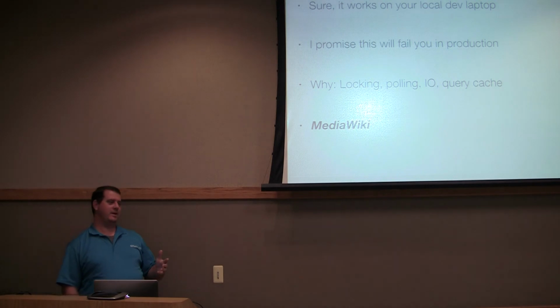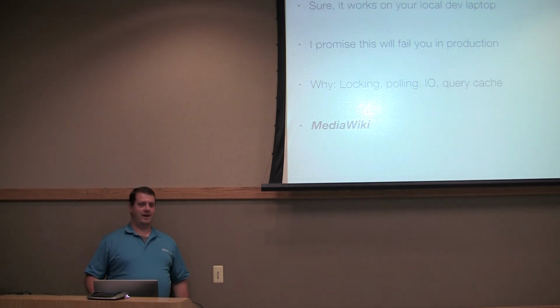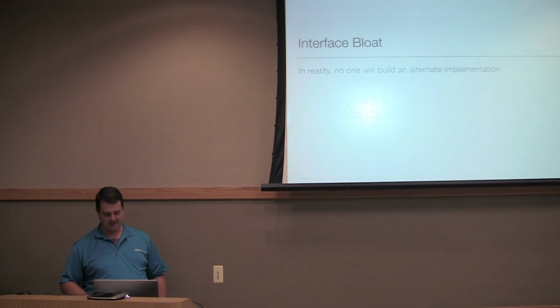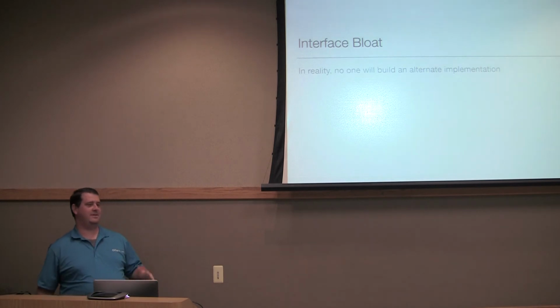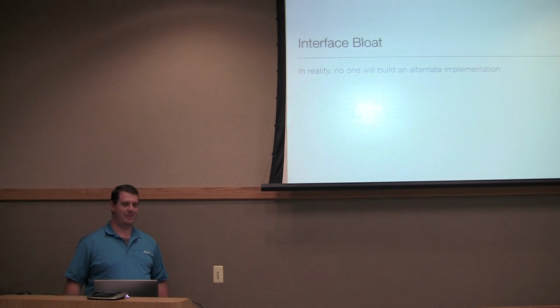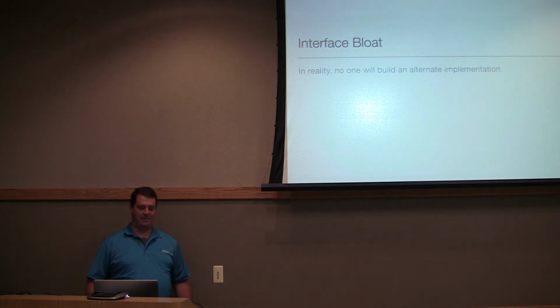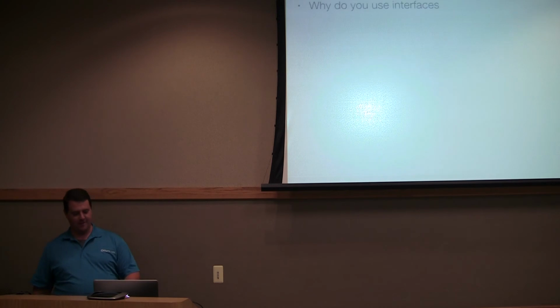Many people use interfaces regularly in their code. Handful. How many people know what an interface is supposed to be used for? All right. So let's talk in the context of code that you put up on GitHub. No one's going to build an alternate implementation, I promise. Your code could be really good. I bet you don't need an interface. So why do we use them, right?